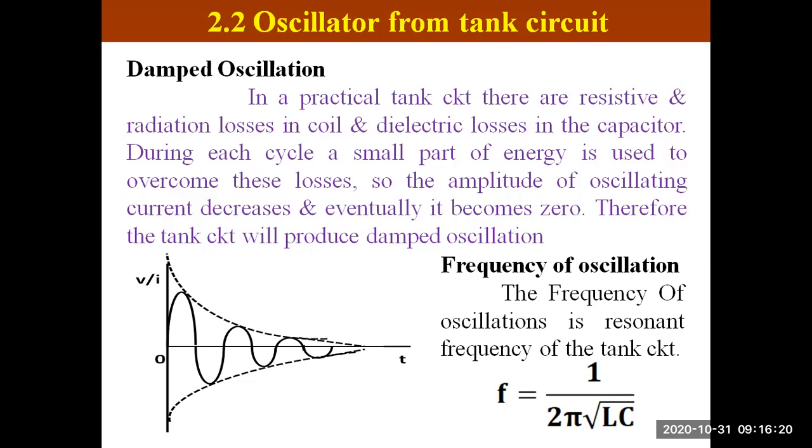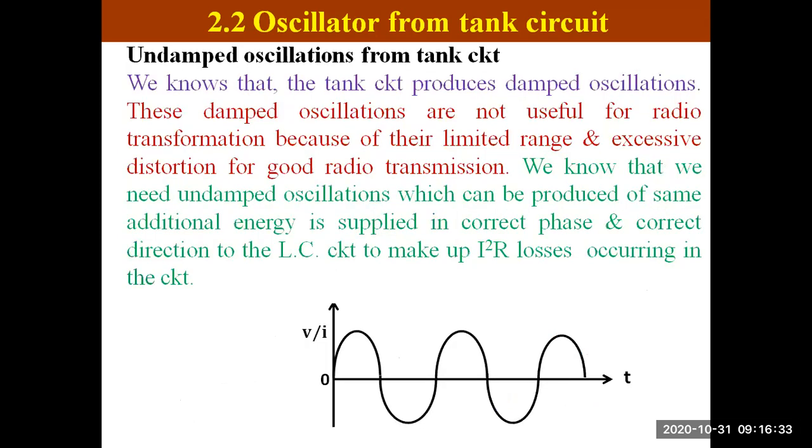Energy can be lost by the inductor as well as by the capacitor, because they have dielectric losses in the case of a capacitor, and radiation and resistance losses in the case of an inductor. Therefore, how can we produce the undamped oscillation? That means its amplitude remains constant. There is no damping of amplitude, that means there is no decrease of amplitude.